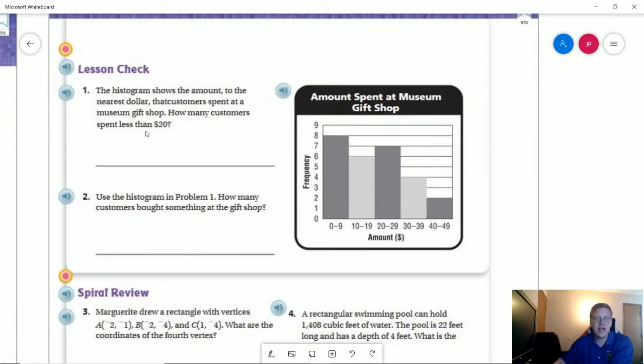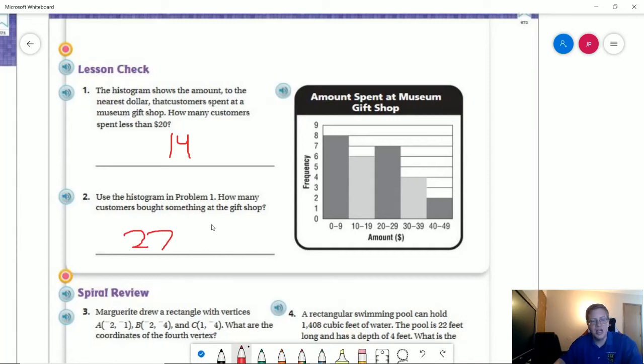So number 1 on the back, we are going to figure out how many people spent less than $20. That is the combination of both of these categories. That would give us 14 people. How many total people bought something at the gift shop? So we add all of them together. We have 14 for this, 21, 25, 27 people total. So those are the homework problems.